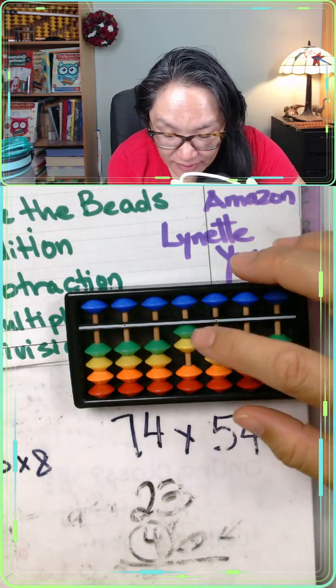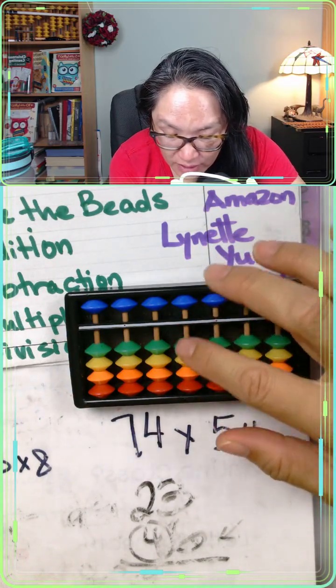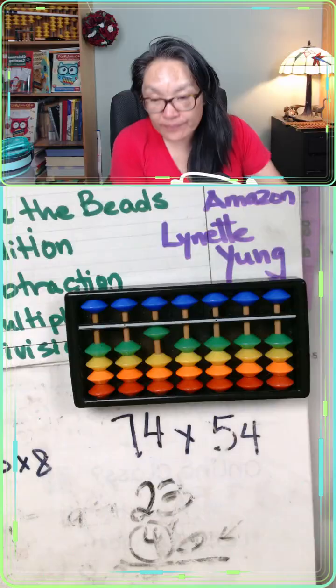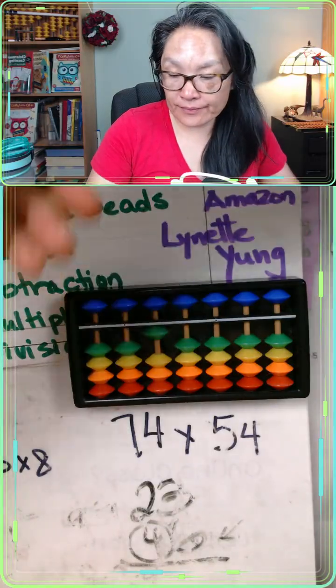Now we can count by tens. 10, 20, 30, 40, 50, 60, 70, 80, 90, and 100. That's it. How are we doing?